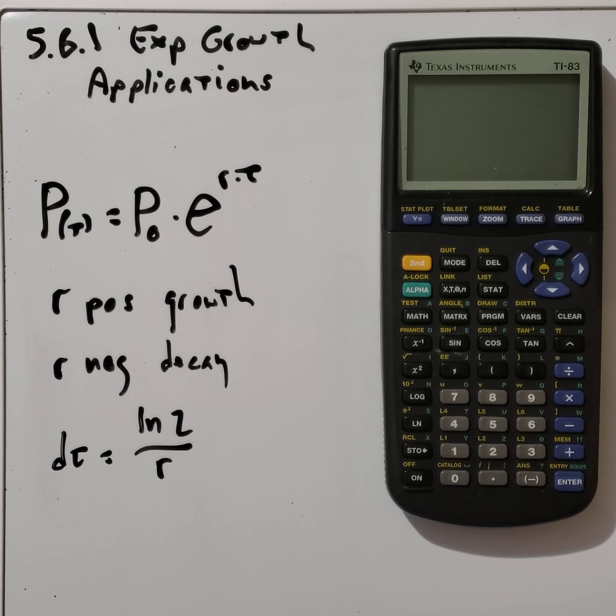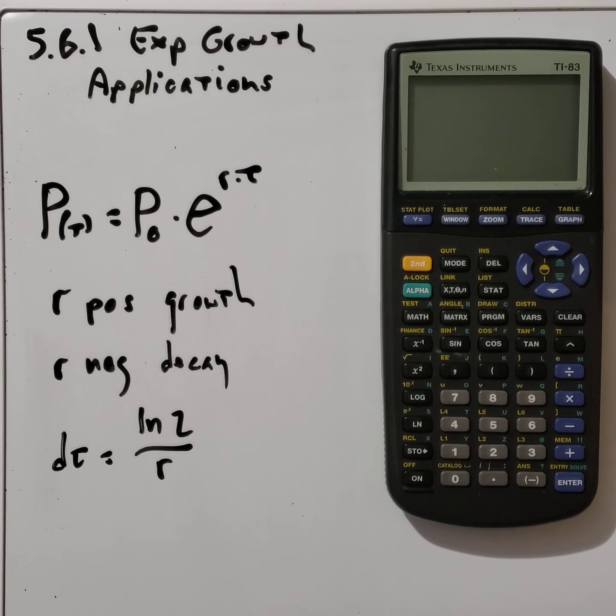All right, so finally we're at the section where all of this stuff comes together and we get something that's actually worthwhile. This is my favorite section in the entire textbook. We're dealing with exponential growth and decay situations. Situations where things are growing exponentially or decaying exponentially.